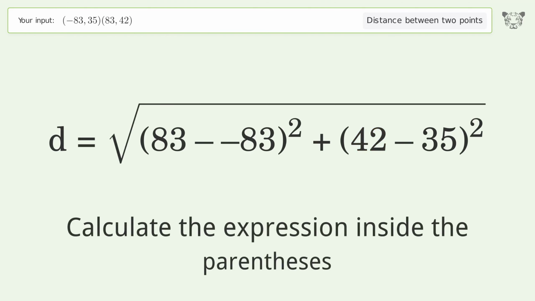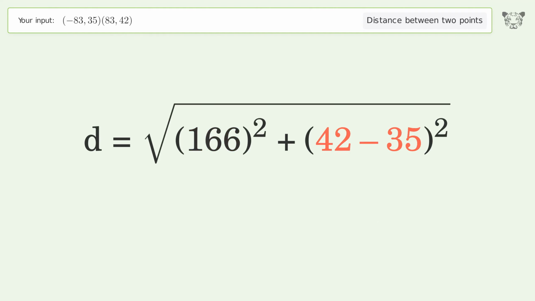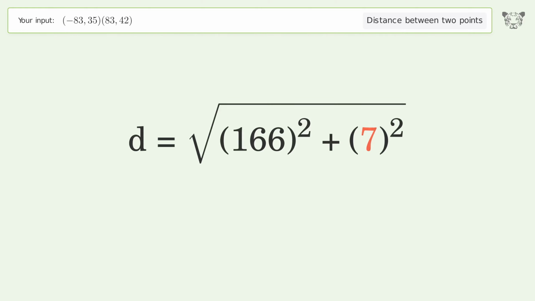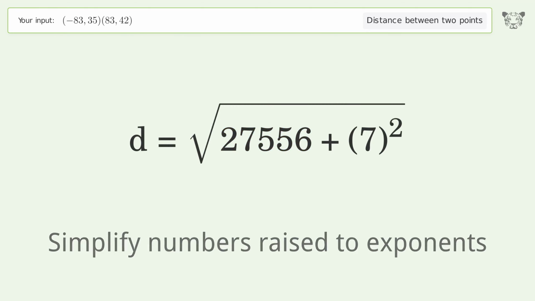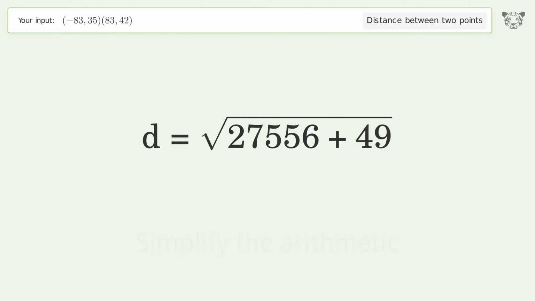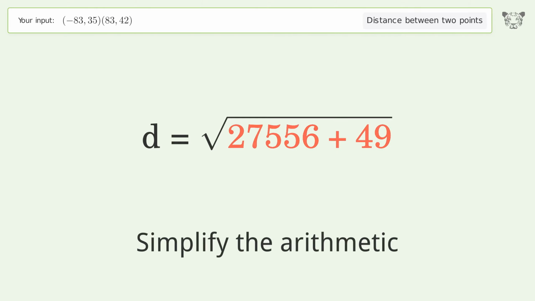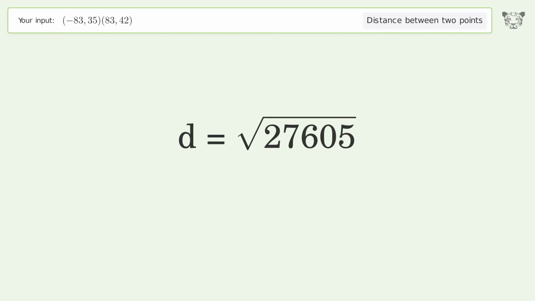Calculate the expression inside the parentheses. Simplify numbers raised to exponents. Simplify the arithmetic. And so the distance between the 2 points is the square root of 27,605, or 166.148.